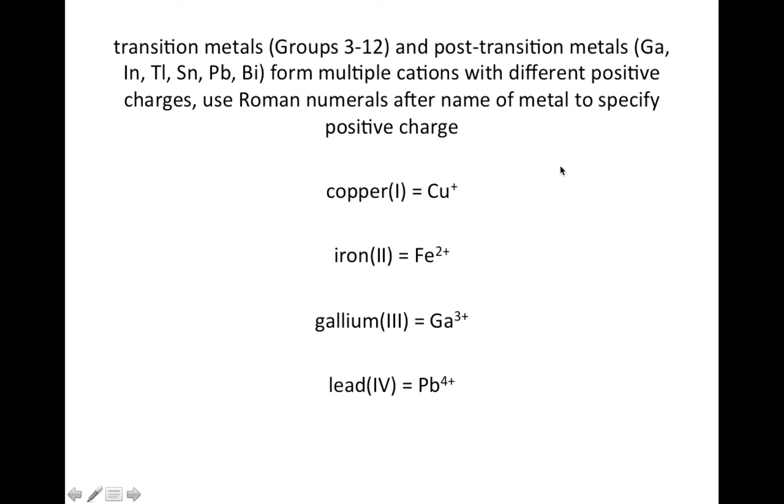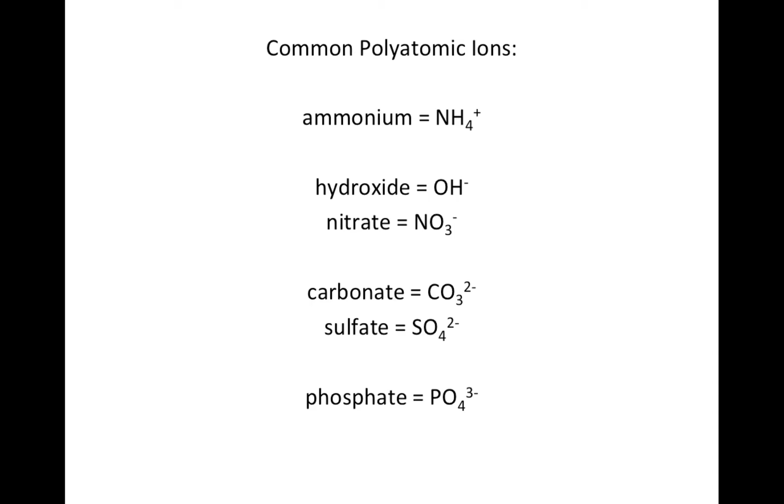Transition metals and post-transition metals in the middle of the periodic table can have multiple different positive charges, so they'll specify those charges in Roman numerals. And then there's groups of atoms with charges called polyatomic ions, and here are some common ones that you're likely to see in some of your labs.